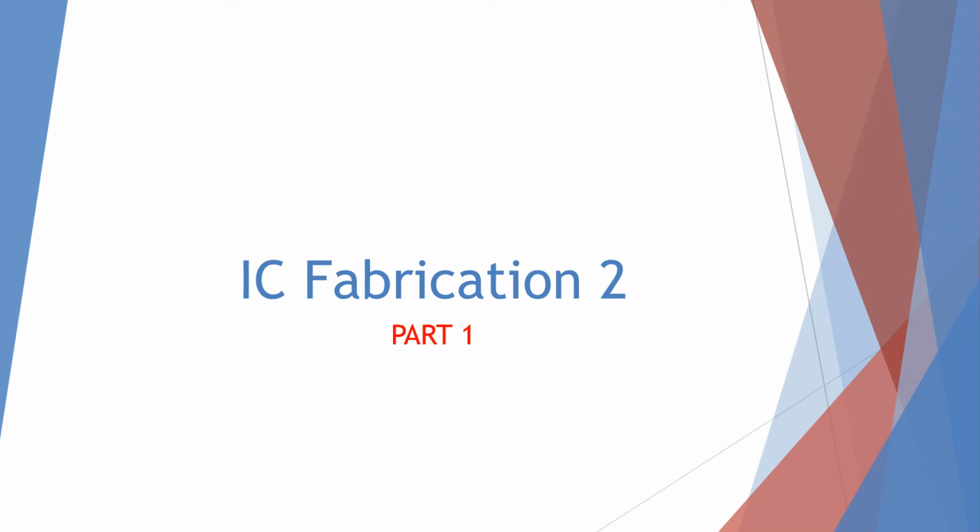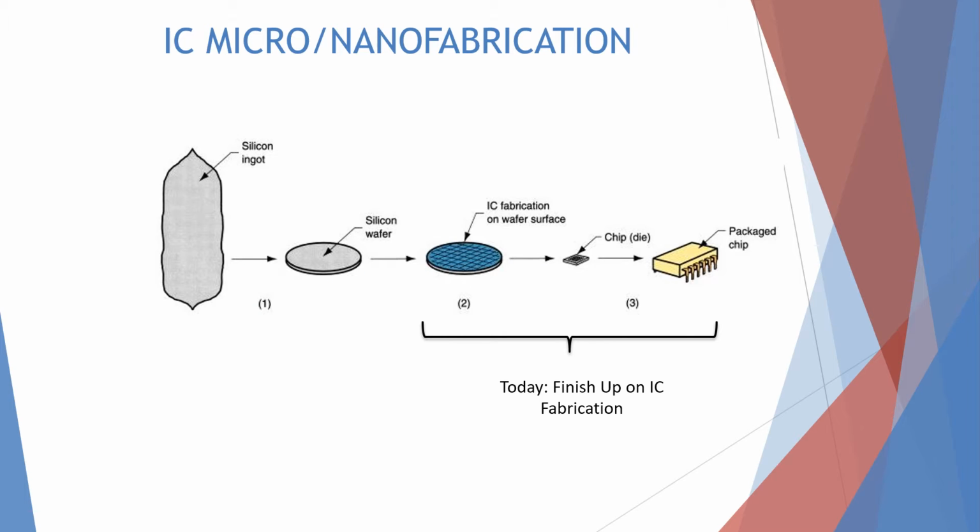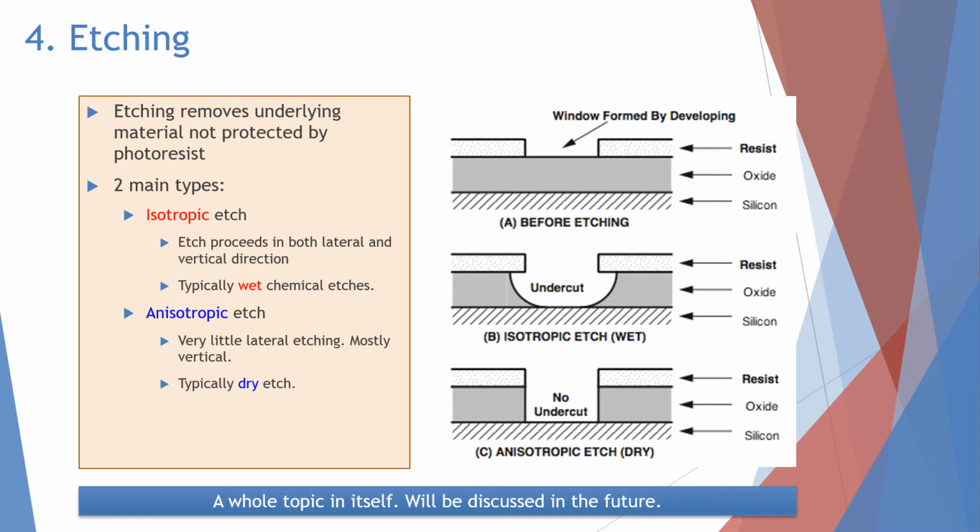Today we're going to look into the second part of IC fabrication. This is part 1 for the IC fabrication 2. In the previous class, we already saw the printing process, the developing process, and the hard baking process. The next process that will take place after that will be etching. If you look at the picture here, there will be etching at the part where the window was formed by the developing process. This is before the etching process.